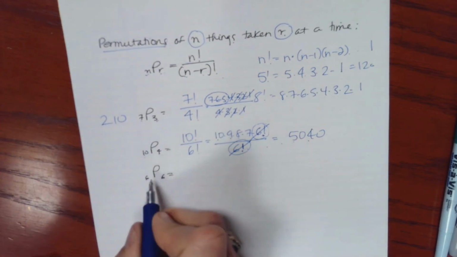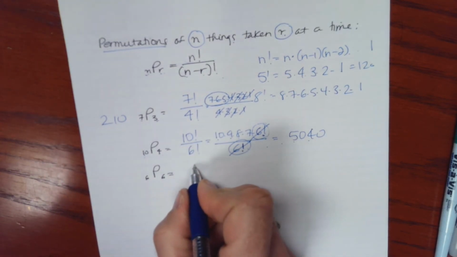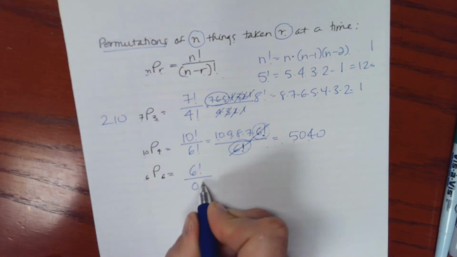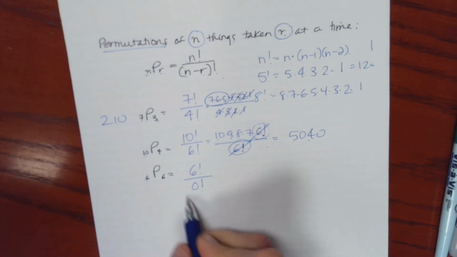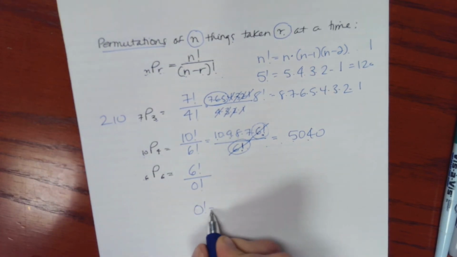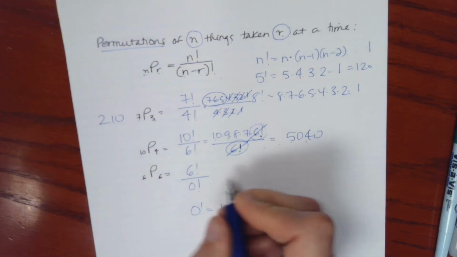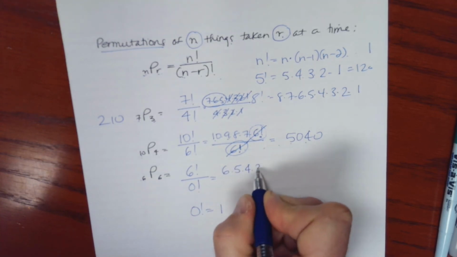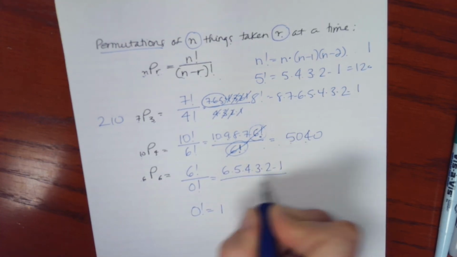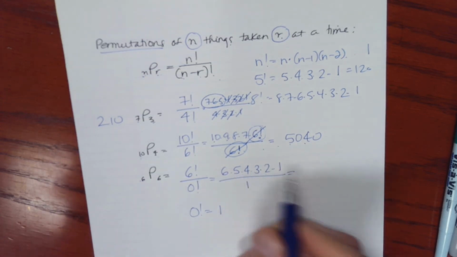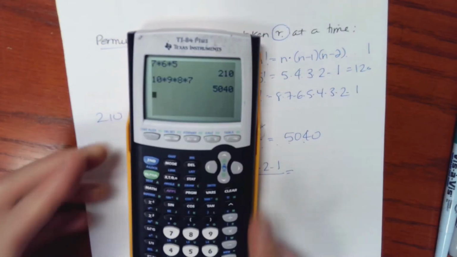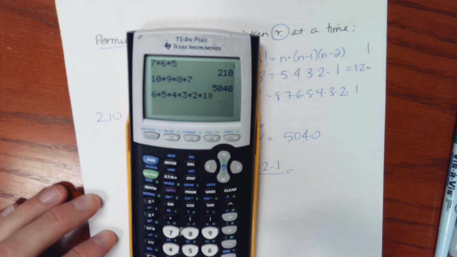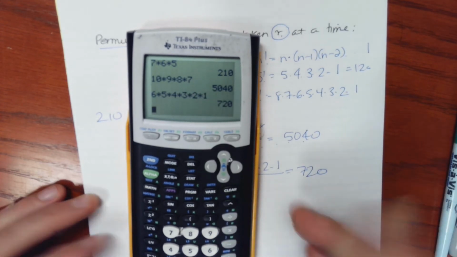6P6, so this would be 6 factorial over 6 minus 6, which is 0. And so that's a special case. 0 factorial is defined as 1. So in this case, this is 6 times 5 times 4 times 3 times 2 times 1, all over 1. So it really just comes down to 6 factorial, which is 720.